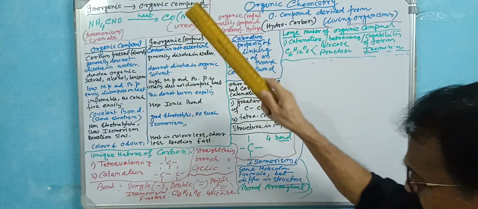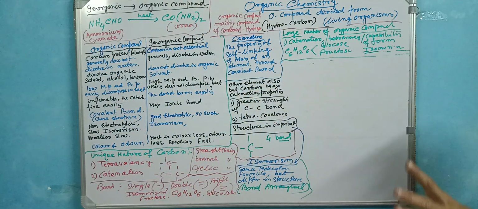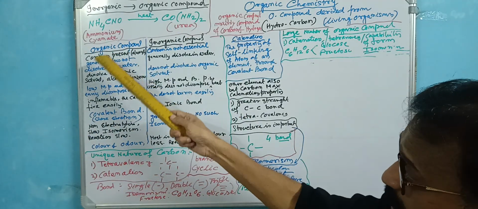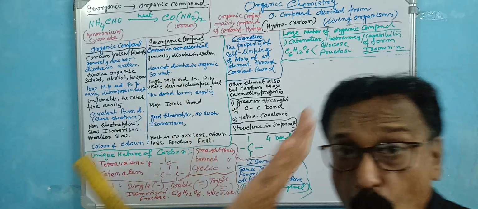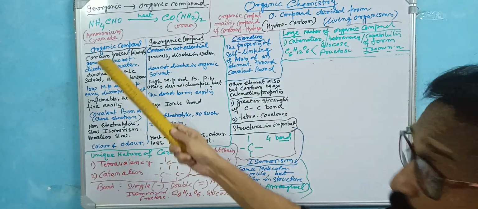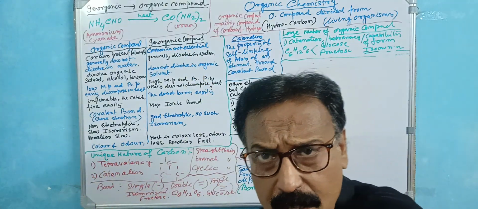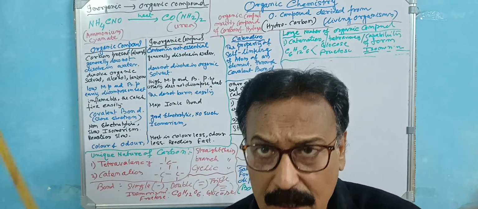So many things are written here for their better understanding and to clear your concept. Organic compound, inorganic compound, what is the basic difference? In an organic compound, carbon is always present, at the center. But carbon is not essential in an inorganic compound. Suppose sulfur dioxide, what need for the carbon?